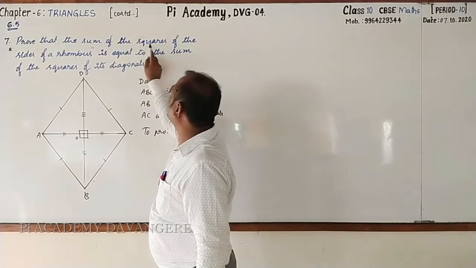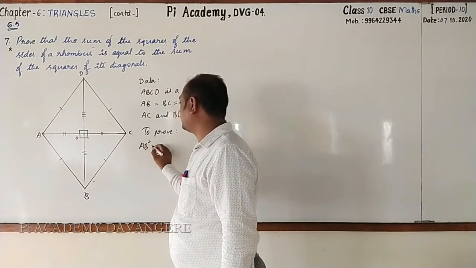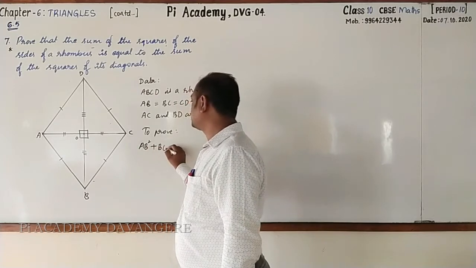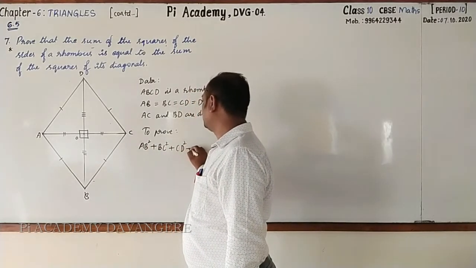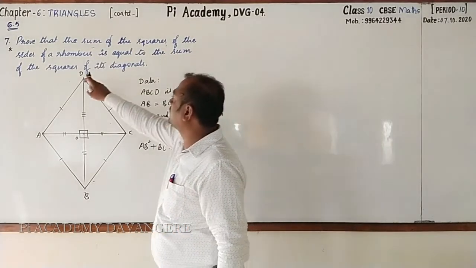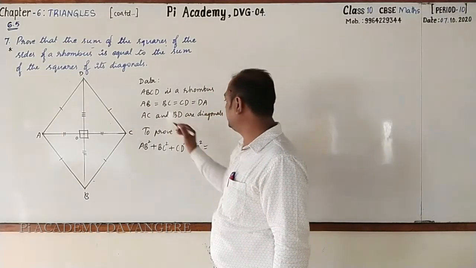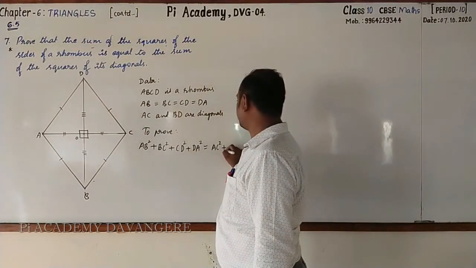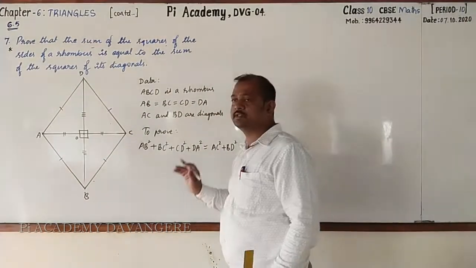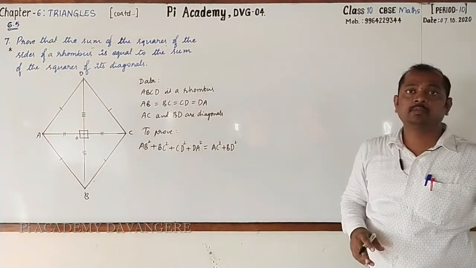The sum of the squares of the sides. What are the sides? AB, its square is AB square. Similarly, BC square, CD square, then DA square. This is equal to the sum of the squares of its diagonals, AC square plus BD square. This is the statement to be proved. But how do you go for proving?